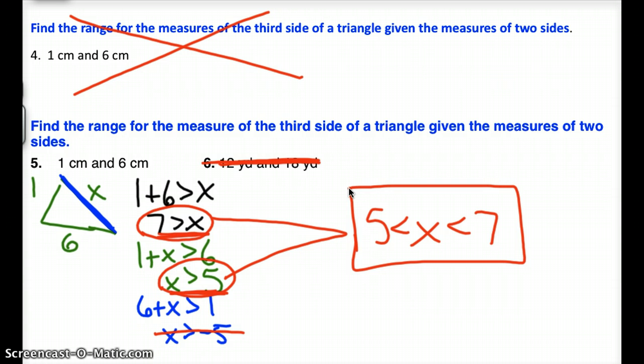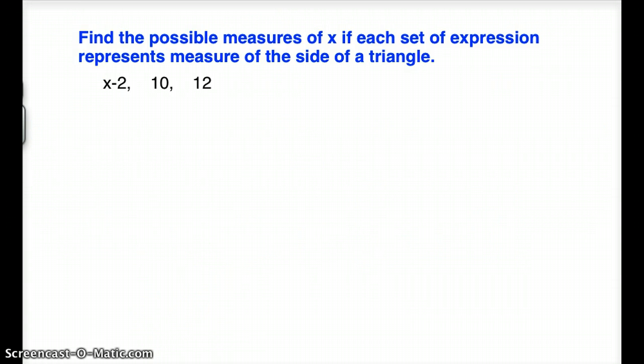All right, let's take a look at our last problem. Find the possible measures of X if each set of expressions represents measures of the sides of a triangle. So I've got X minus 2, I've got 10, and I've got 12. And so I'm going to take a minute again. I'm going to draw a triangle. I have no idea what it looks like. I'm going to call this 12, I'll call this 10, and I'll call this X minus 2.